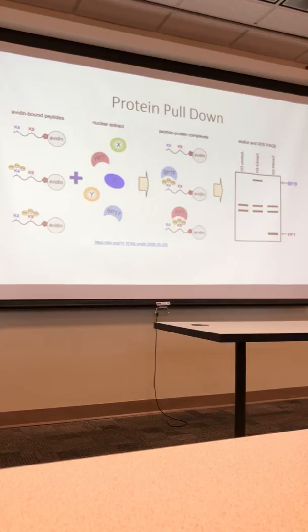Here's another one. Immunoprecipitation requires that you have an antibody for your protein, the bait of interest, and it precipitates things out. But there's another method that's fairly similar, but you don't necessarily need an antibody for this. You can do what's called a protein pull down. You need some tag on your protein of interest that will fish it out of solution.